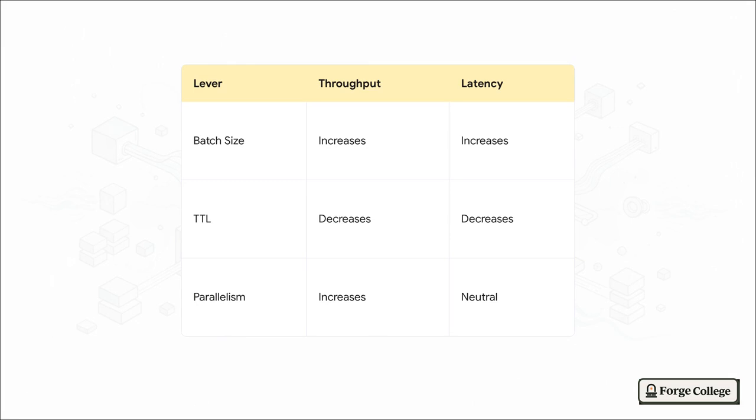To manage this trade-off, you have 3 main tuning levers, and how you set these dictates the exact service level agreement you provide to your users. Increasing the batch size limit improves gas amortization, sure, but it increases latency because you're waiting longer to fill it up. Lowering the staging TTL decreases latency for a really snappy inclusion, but it hurts throughput since you're submitting smaller bundles. And finally, adding parallelism increases throughput by using multiple workers, but its impact on latency is neutral, and it requires some incredibly careful coordination so you don't end up with double inclusions.